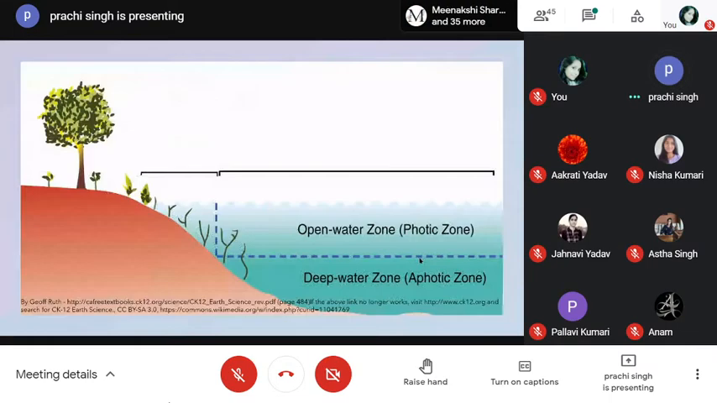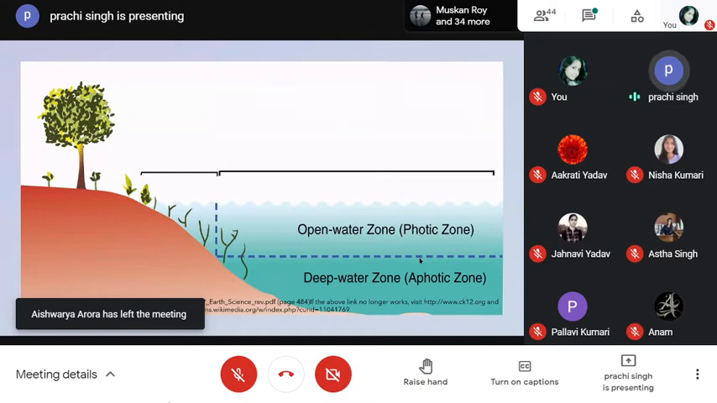Now, if I talk about the pond ecosystem, before understanding how the food web or food chain works, or what the different organisms are at different trophic levels, we will first understand how the pond ecosystem divides itself into different layers.